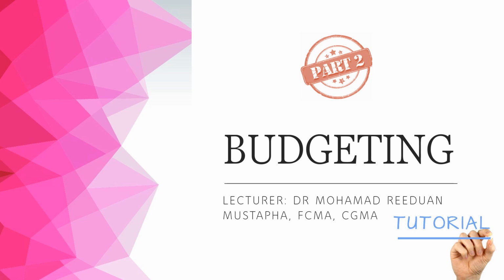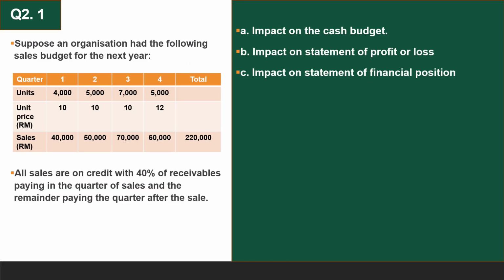So again, our tutorial session is Chapter 8, Budgeting, Part 2. Question 2.1. The information given in this question is: suppose an organization had the following sales budget for the next year, based on quarters, which means it is for the year.